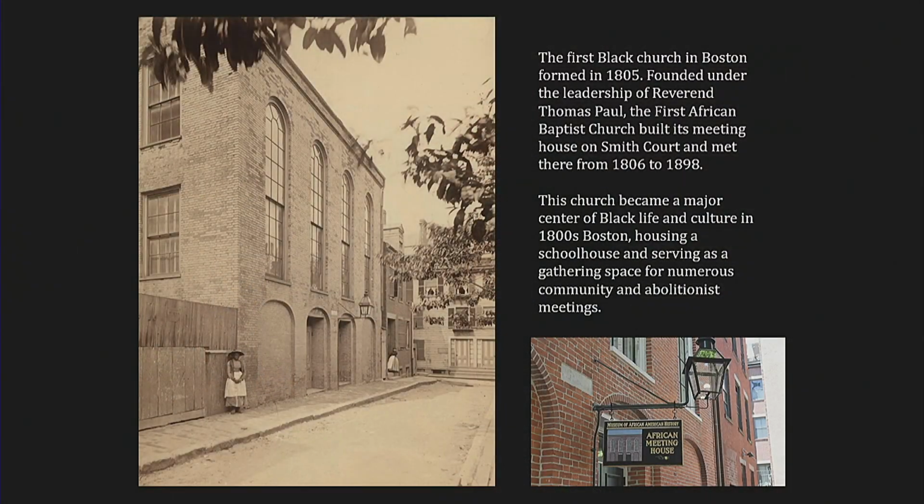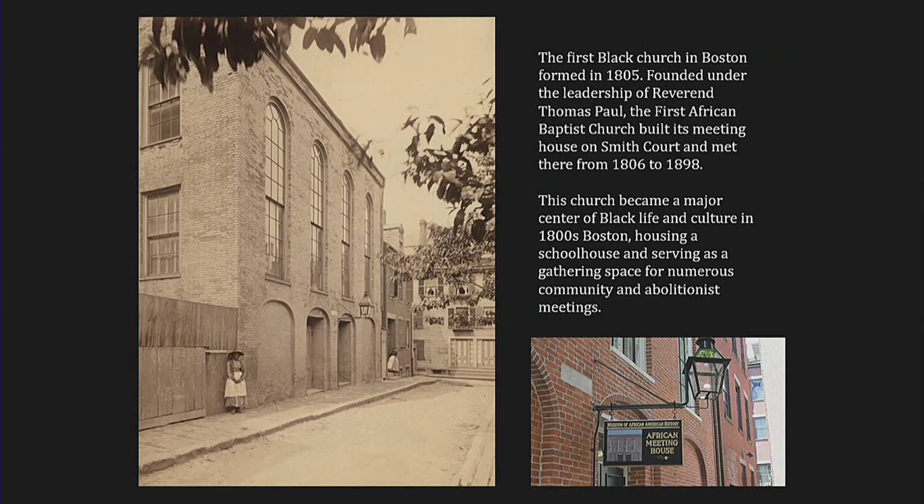Well, there, a community arose with hundreds of freed African Americans by this point, and the first black church in Boston was formed there in 1805. It was founded under the leadership of the Reverend Thomas Paul. The first African Baptist church built its meeting house on Smith Court and met there from 1806 to 1898, when it became a Jewish synagogue.